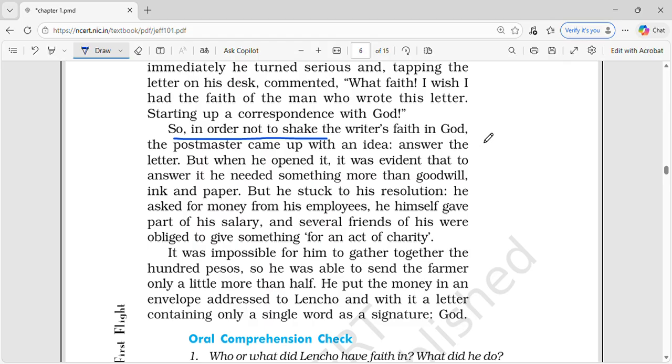देखो क्या हुआ कि बेसिकली since the postmaster thought that इंक वगैरह से लिखोगे तो it was just to be a goodwill, right? He intended कि भाई सिर्फ इंक और पेपर से तो उसको पता चल जाएगा that God hasn't seen it, right? So he thought that I'll just stick to goodwill, and I'll just help him out. So he basically took a part of his salary, and also his friends and employees thought that they would also help Lencho to get 100 pesos, and they said it was an act of charity. Okay, act of charity मतलब गिविंग, चैरिटी मतलब क्या होता है? चैरिटी बेसिकली तुम कह सकते हो डोनेशन टाइप कह सकते हो, है ना?